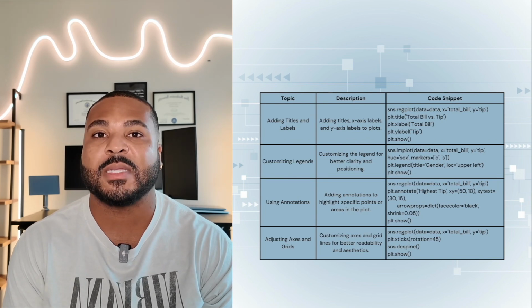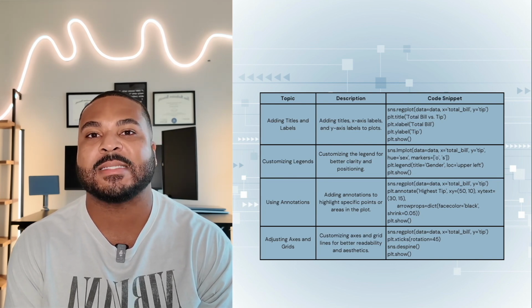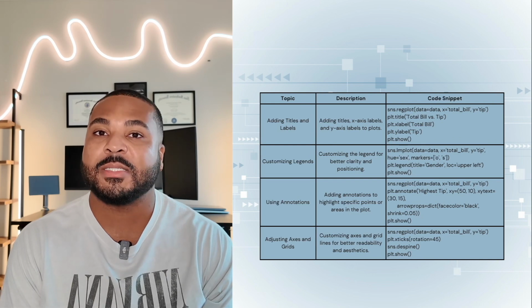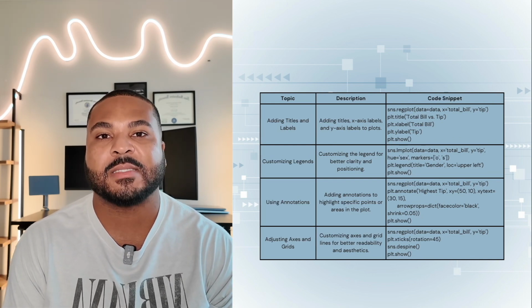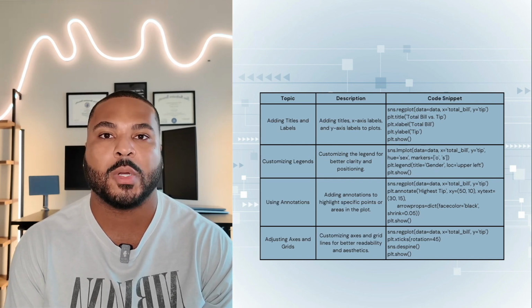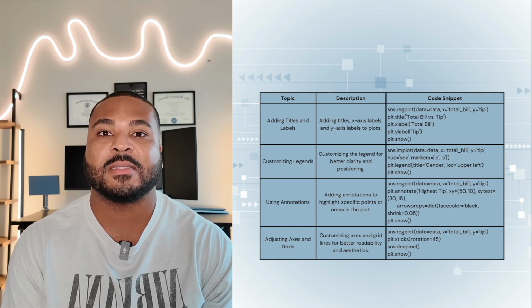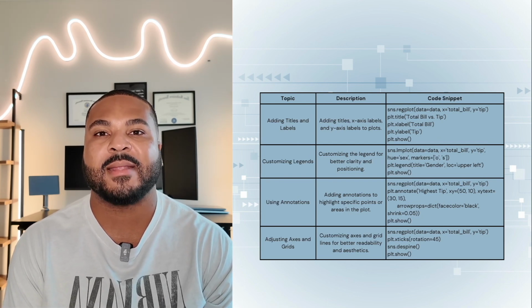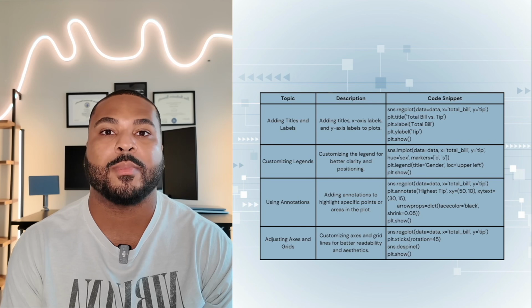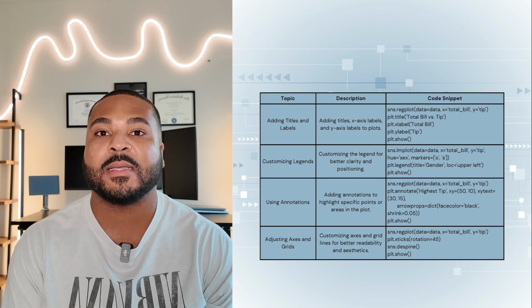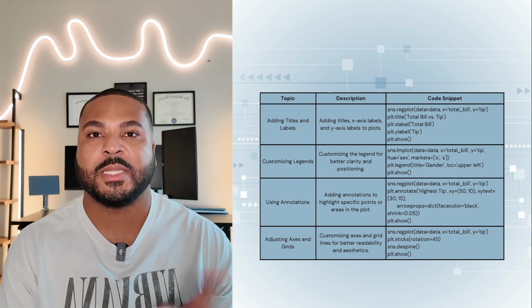Let's add a title, x-axis label, and y-axis label to our regression plot. Legends help viewers understand the meanings of different colors, markers, or line styles in a plot. Customizing the legend can enhance clarity and ensure it doesn't obstruct important parts of the plot. Here's how to customize the legend, as shown in the code snippet.